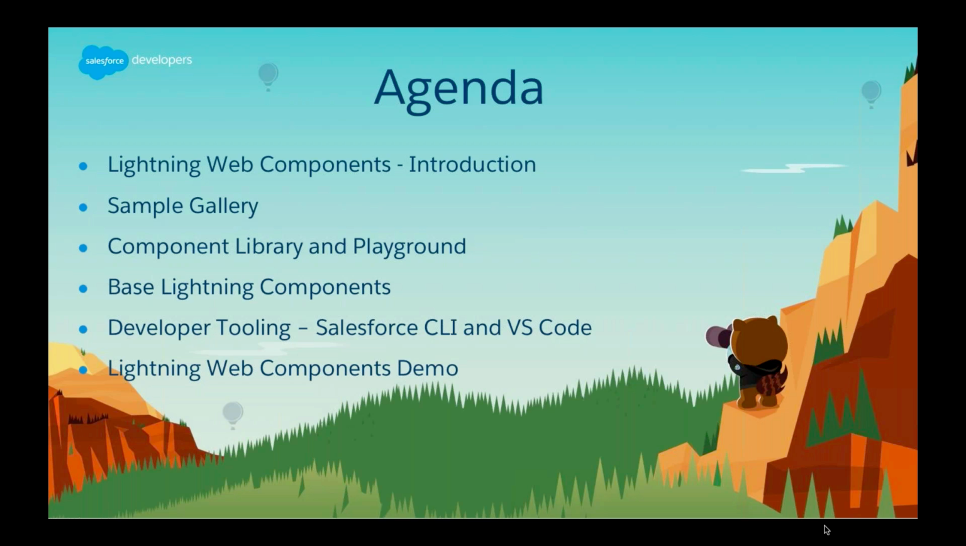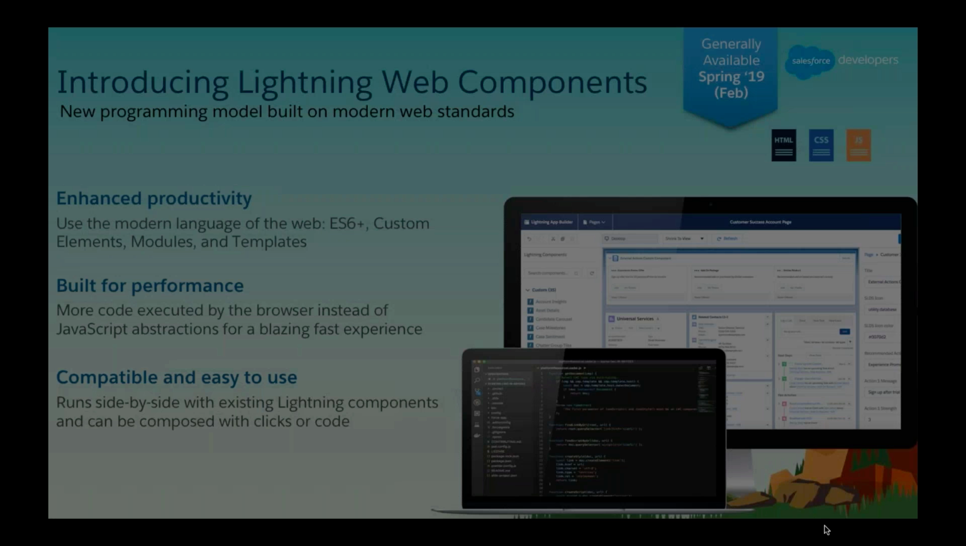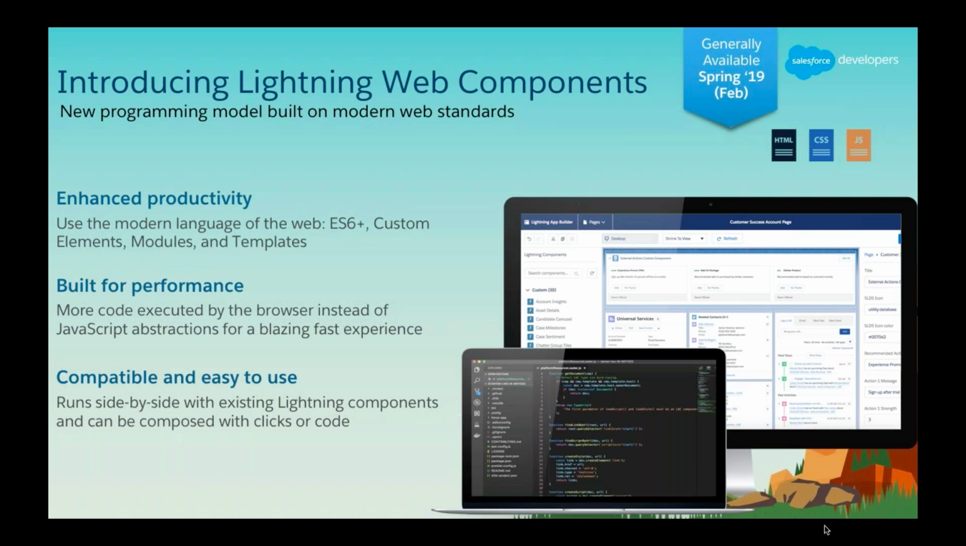Thanks, Shashank. So Lightning Web Components is the new programming model which we have come up with for Lightning. It's based on modern web standards. The three important things which we want you all to take away from this webinar is that it's built for enhanced productivity. Since we are betting on modern standards like ES6, ES7, custom elements, modules, templates, we are completely betting on the modern standards, and that's why you would see that the productivity will be enhanced.